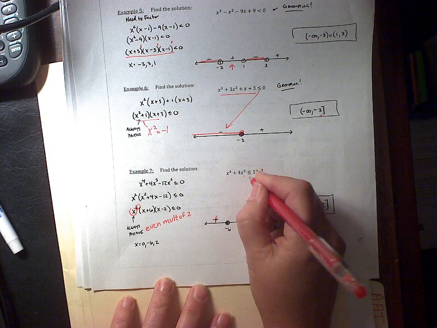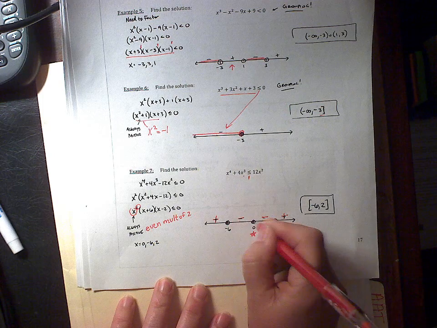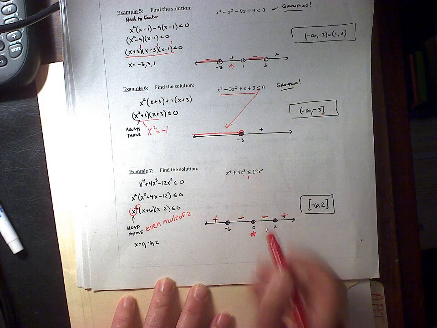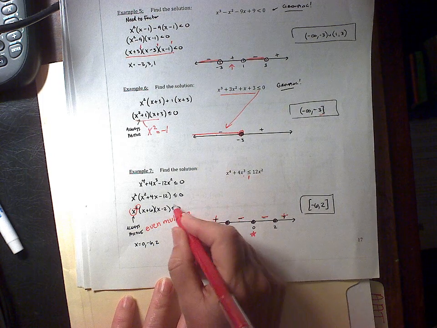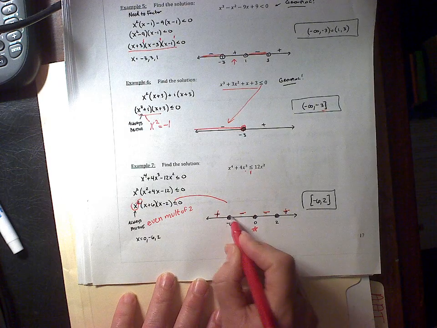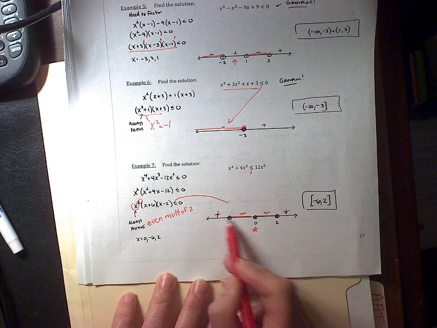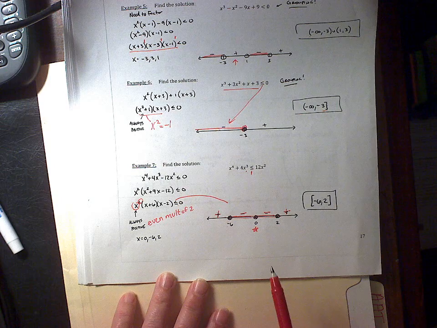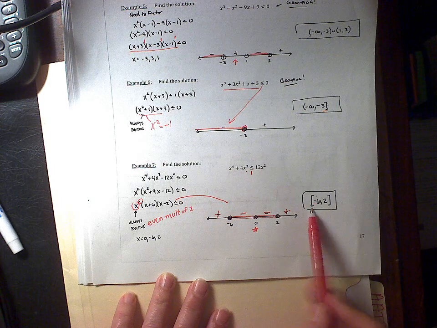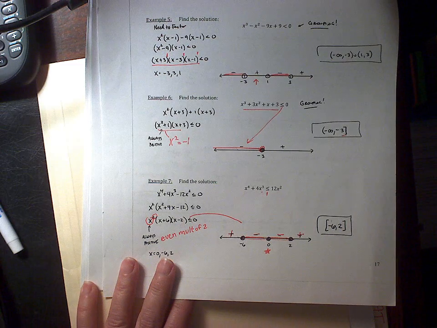And then we wanted less than. These were all closed because it was equal to. And the less than, we're really looking at this area and this area, which is all of it together because it was closed dots there, negative 6 to 2. Excellent. Go practice.